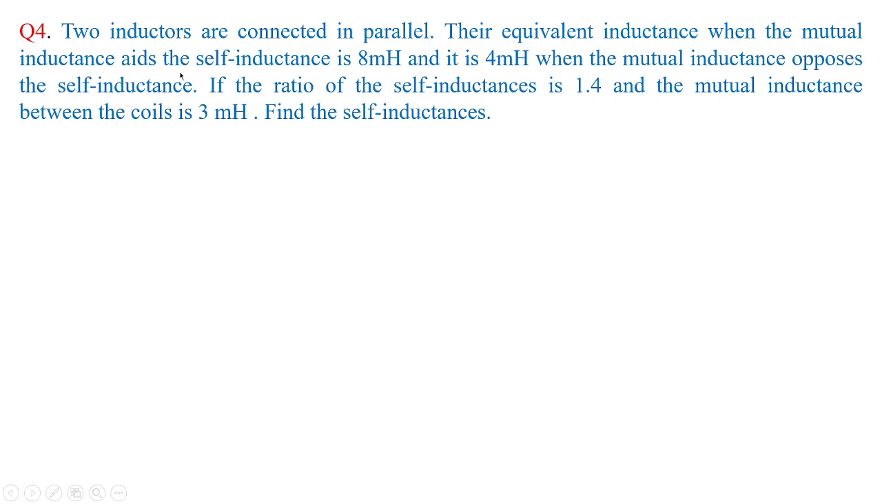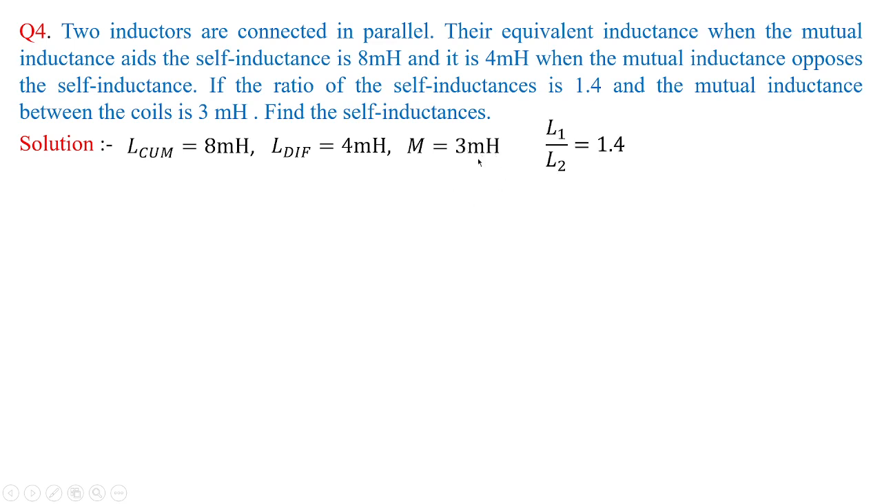Based upon the aiding and opposition, the cumulative and differential arrangements are framed. So first take the data: the cumulative value is given as 8 millihenries, the differential arrangement value is given as 4 millihenries, and the mutual inductance between these two coils is given as 3 millihenries. Also the ratio of self inductances, that is L1 by L2, here we are assuming to be 1.4. If we assume L2 by L1 as 1.4, the values of L1 and L2 will change.